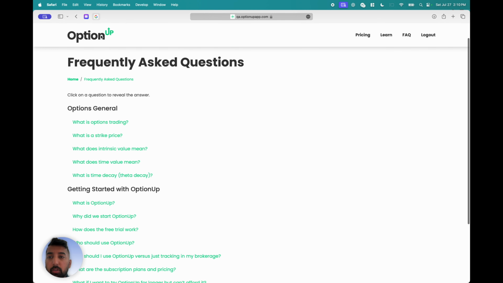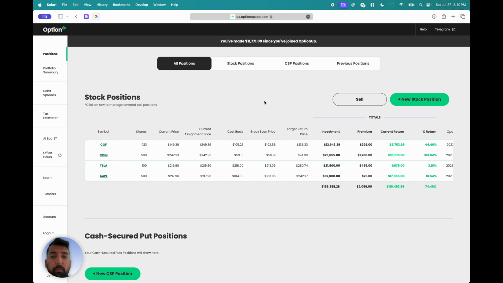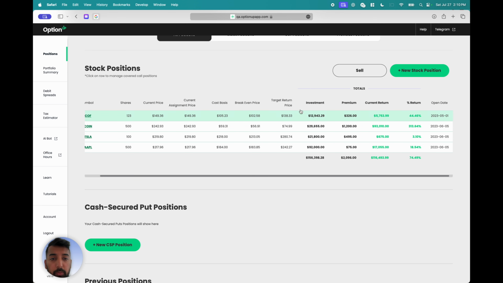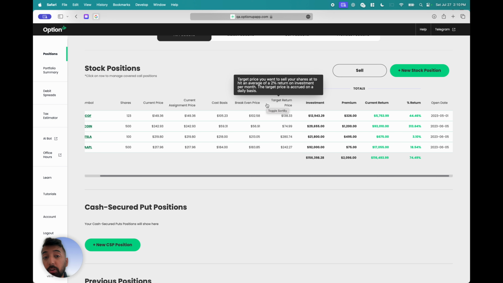So let's go back. And then you can also start a 30-day free trial here that gives you full access to all of the features we have, where you can track your stock positions. A few different metrics I really like here are just seeing your target return price. I personally target a 2% return per month because that's a very safe way and it prevents me from getting greedy. As long as I'm making a 2% a month return, I am happy.